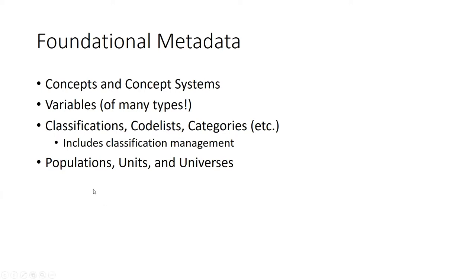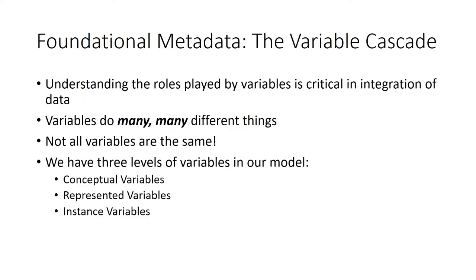We also have, regarding populations, units, and universes, where the unit types are the most generic. Universes are a kind of specialization, and a population is a specialization of that again. What is in GSIM, but was more developed and included also in DDI-CDI with the DDI-4 development, is the variable cascade. That is also reused in DDI Lifecycle from 3.2 on.